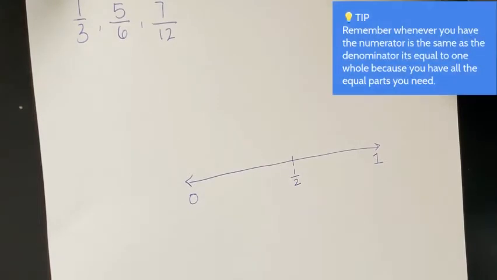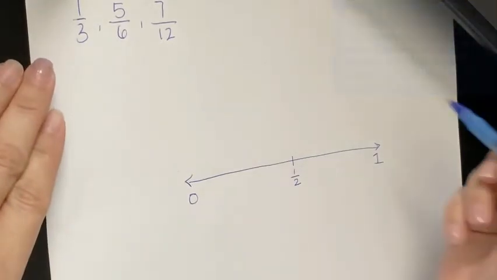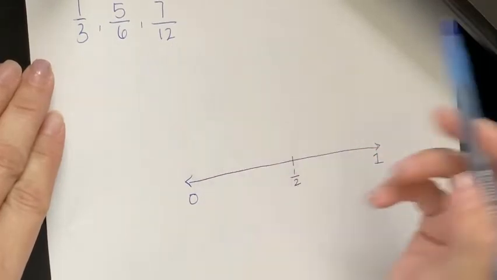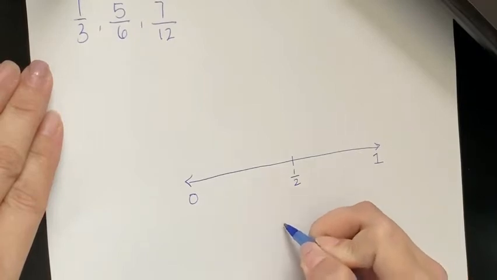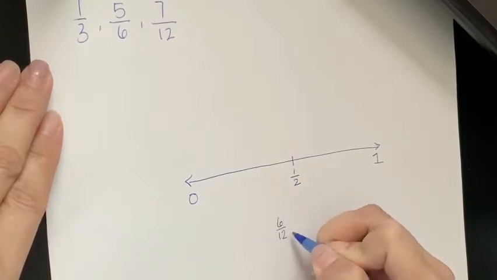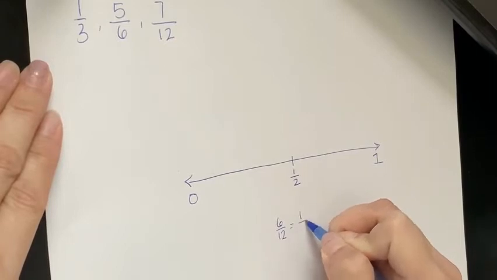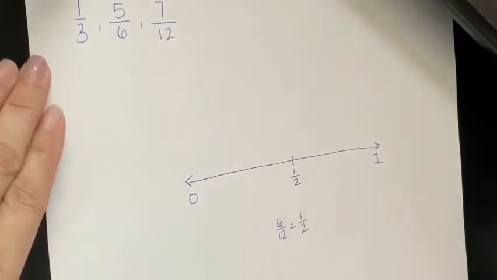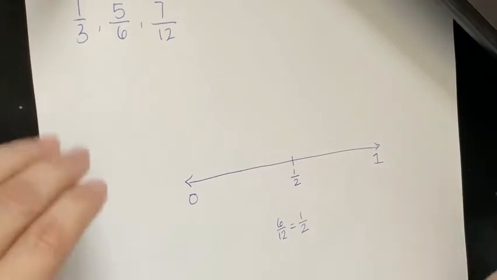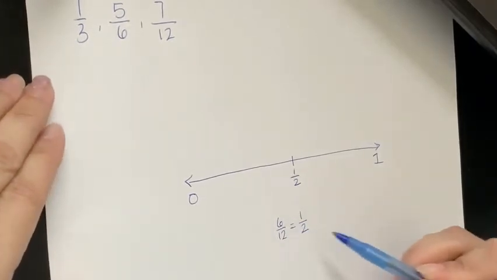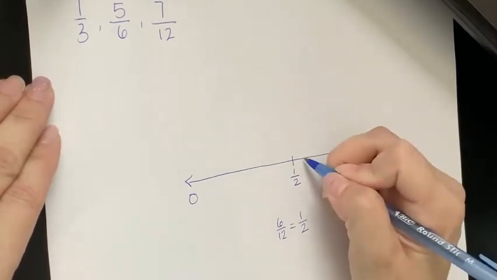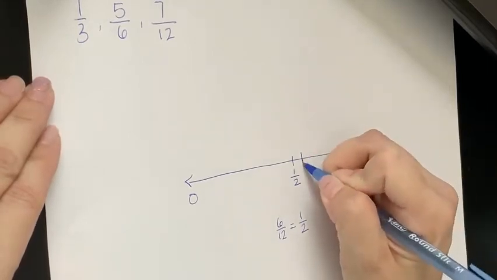So the first one I want to work with is 7/12. I think of 7/12 and I think, well, I know that half of 12 is 6. So 6/12 is equivalent to 1/2. They're equal, they're the same. So if I had 7/12, that's just a little bit more than half. So I'm going to put 7/12 somewhere around here.